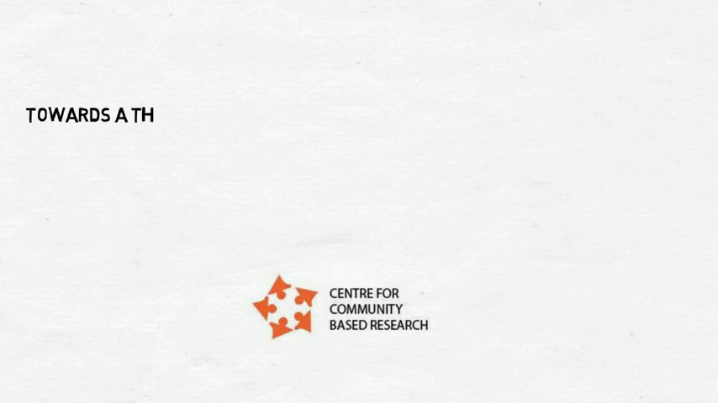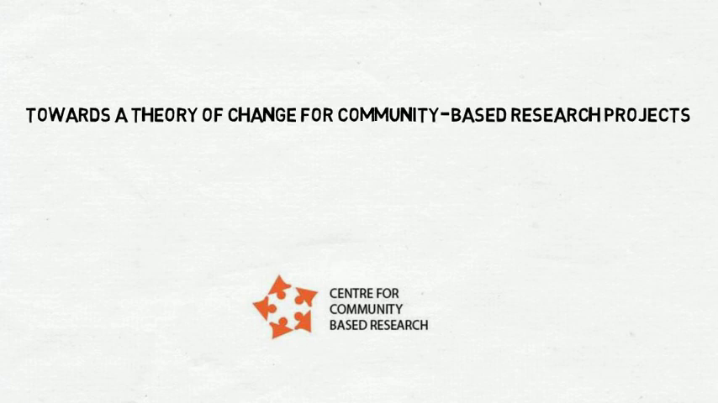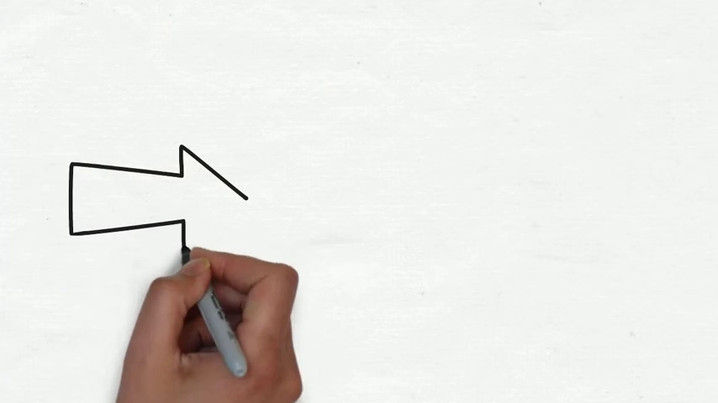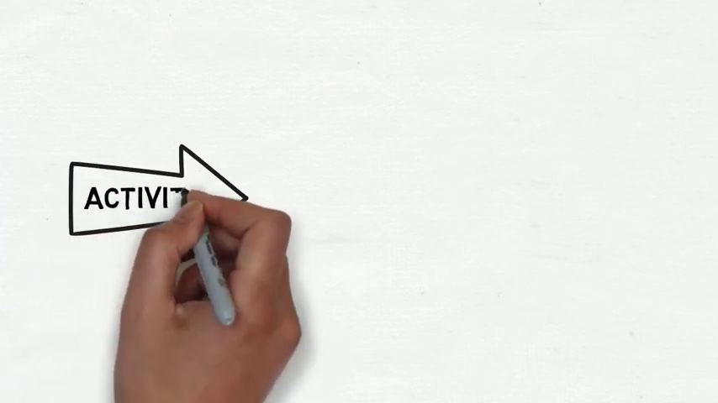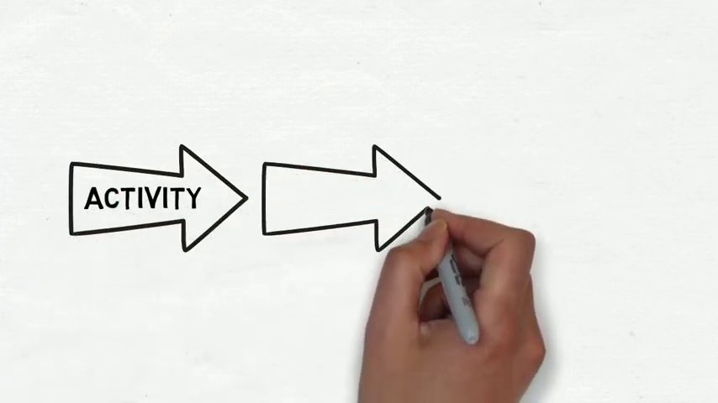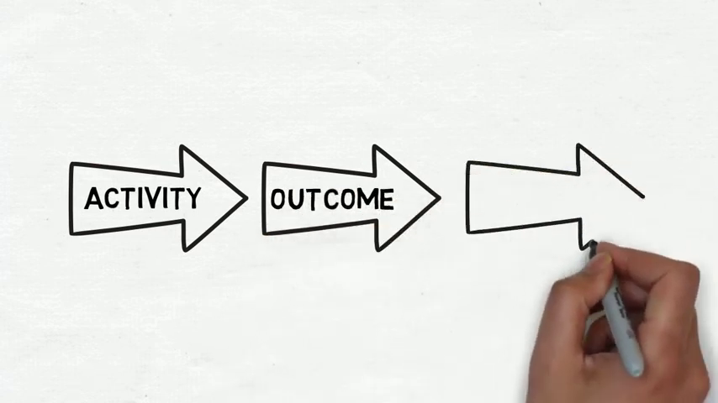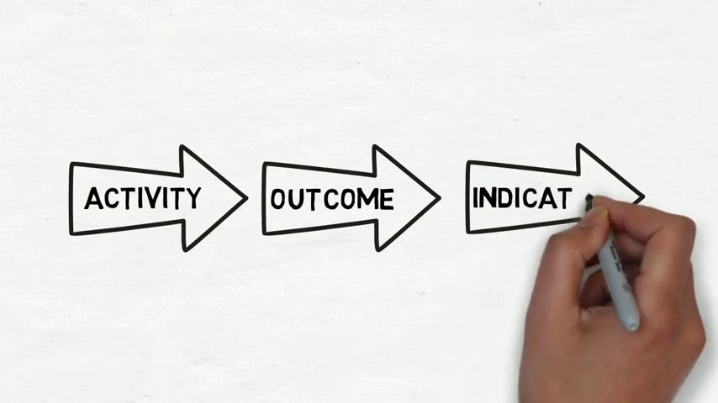Towards a Theory of Change for Community-Based Research Projects by Joanna Janzen, Joanna Ochocka, and Alethea Stobbe. A program theory of change is an explicit model of how any social intervention contributes to its intended outcomes. It describes how various activities carried out by a particular group should lead to observable change.